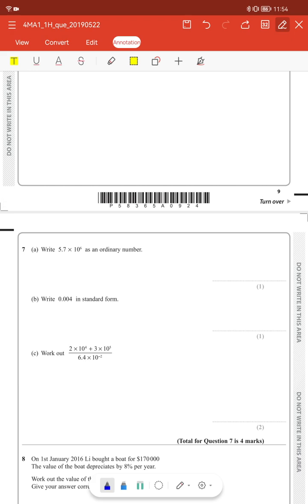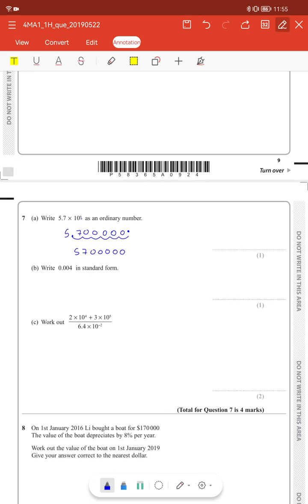Right, this is an ordinary number, so this just means I'm going to move my decimal place 6 times to the right. 1, 2, 3, 4, 5, 6. Put it here and fill in my gaps with zeros. So my answer would be 57000000. Write this in standard form. So because I have to move it to the right, it's going to be negative. And I had to move it 3 times. It would be 4 times 10 to the power of minus 3.